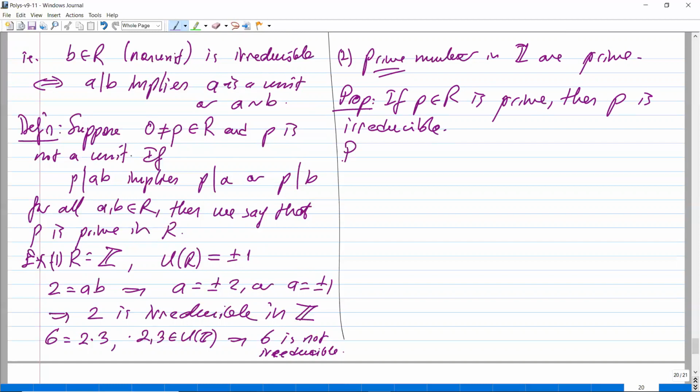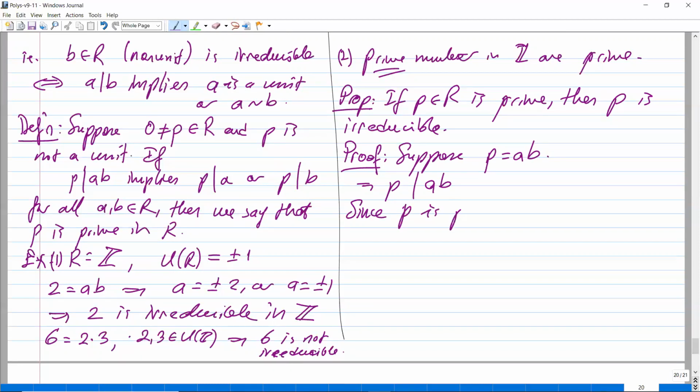So here is the proof. Suppose we write P as A times B. P is a non-zero element, of course. We need to show that either A is a unit or B is a unit. So P divides A times B, and since P is prime by assumption, P divides A or P divides B.